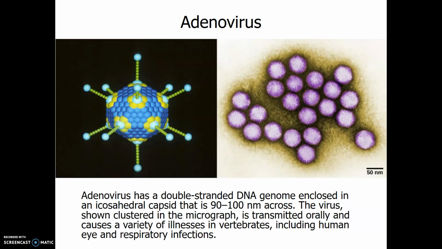Adenoviruses are transmitted orally. They can cause eye infections and respiratory infections. They are double-stranded DNA viruses. And the shape of their capsid is not spherical. It's actually called icosahedral. So that geometrical shape of that capsid is called icosahedral.